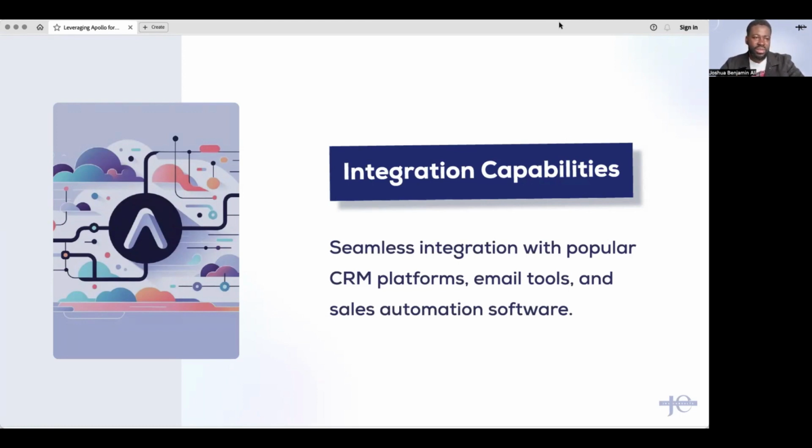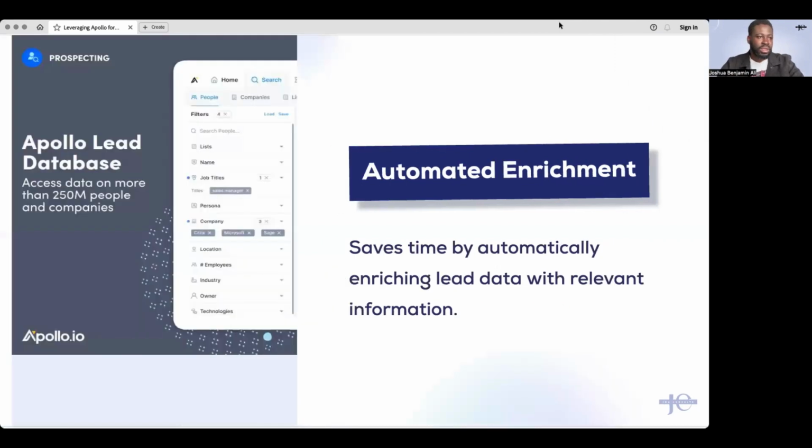So they do have that kind of integration for you to be able to connect to other third-party service providers that are going to help you control or monitor how your leads are progressing over time, as to whether they're cold, warm, or hot. So you're able to understand this based on the fact that you can integrate with other platforms that you are familiar with. Advanced enrichment. So save time by automatically enriching lead data with relevant information.